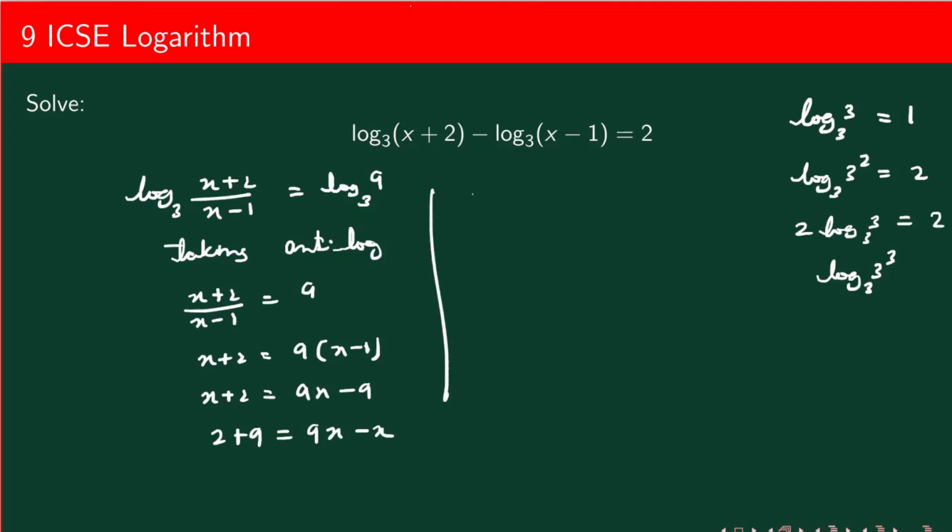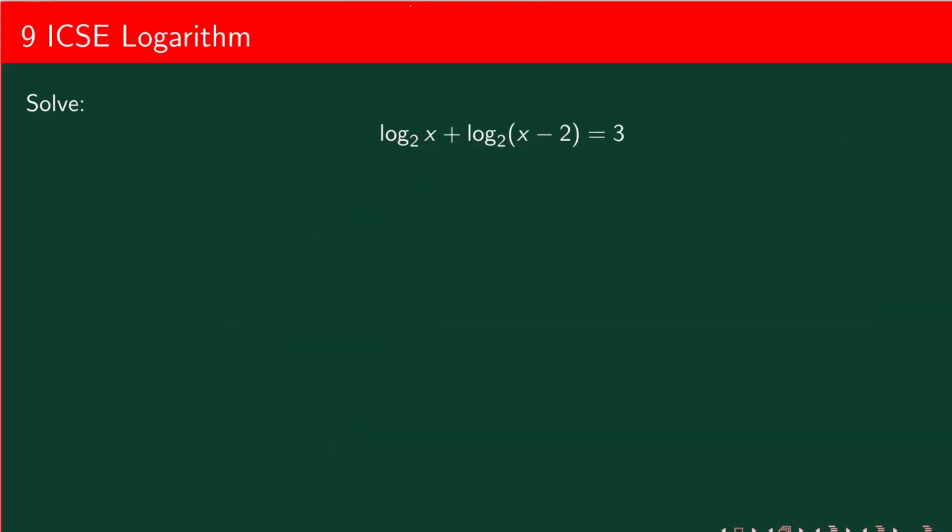So what we have over here, 11 is equal to 8x, and this is 11 by 8. Sorry, yeah. This is the answer. Right, let's move to the next one. Okay, so again, take your time, pause the video, try to solve this, and then you can move ahead.